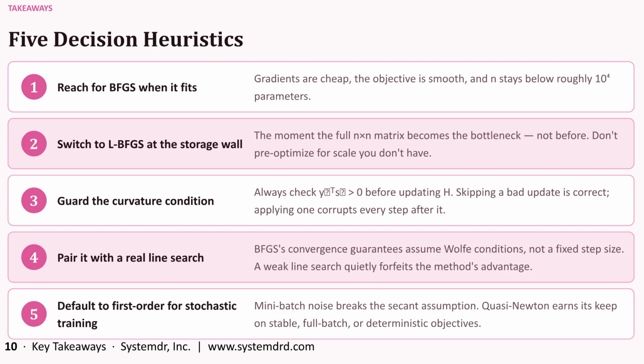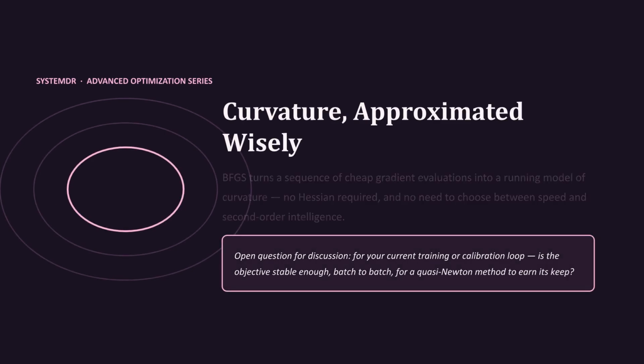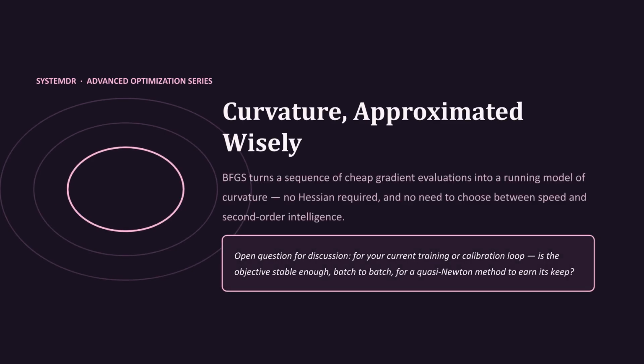And 5. For stochastic mini-batch training, default to first-order methods. That's not a workaround. It's matching the tool to the actual structure of the problem. So, to bring it all the way back, BFGS takes information your optimizer already has, a sequence of gradients, and turns it into an increasingly accurate model of curvature, without ever paying the cost of a true Hessian. It works exactly as long as the objective stays stable between steps, and that boundary is exactly what splits the optimization landscape we work in today.